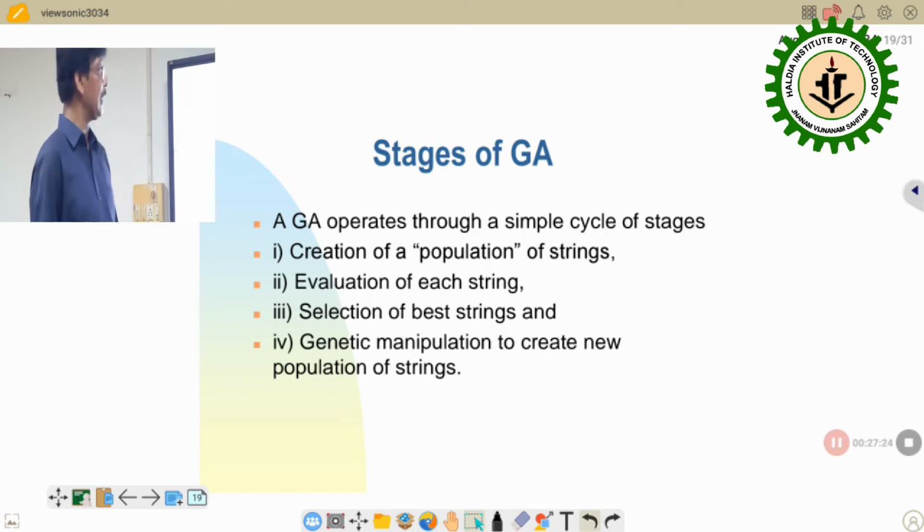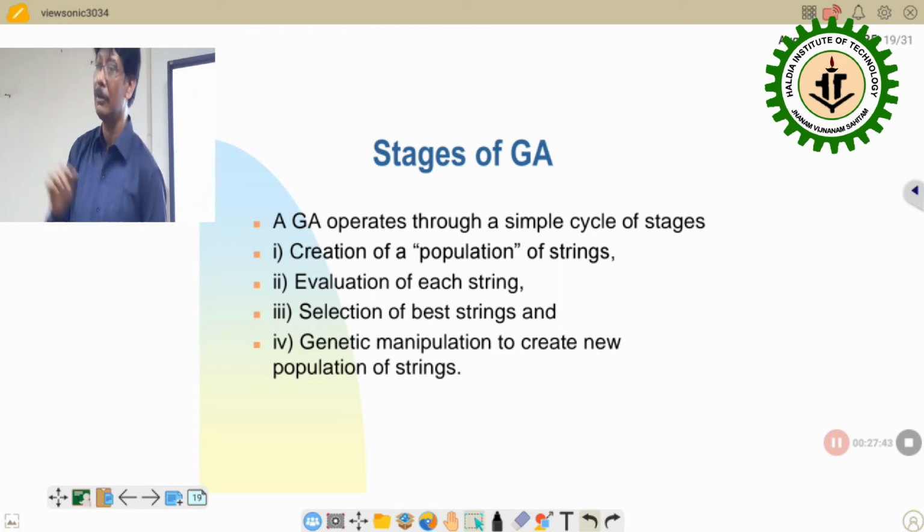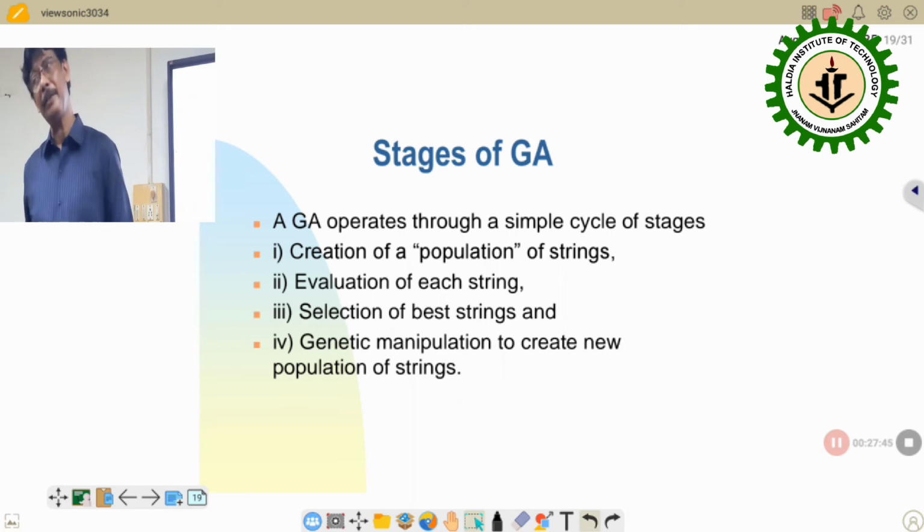Now GA operates through a simple cycle of stages. First, creation of population. That population is to be selected randomly within the domain. Then after selecting that, you have to evaluate. I told you, first you have to convert into a decimal number with this formula, and then you have to put it in the objective function, the function you want to optimize, and calculate what maximum value you are getting.